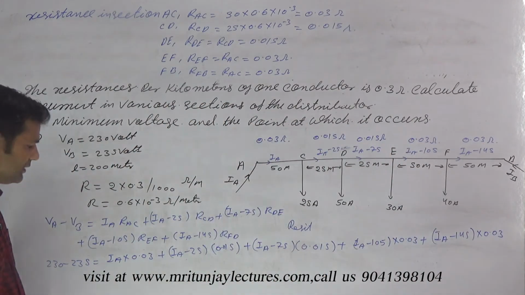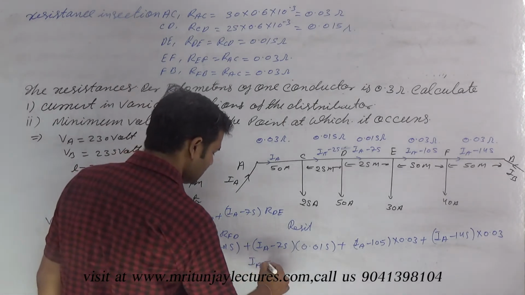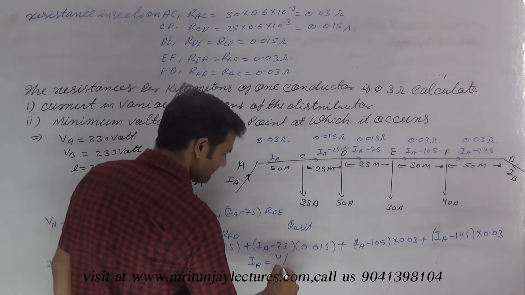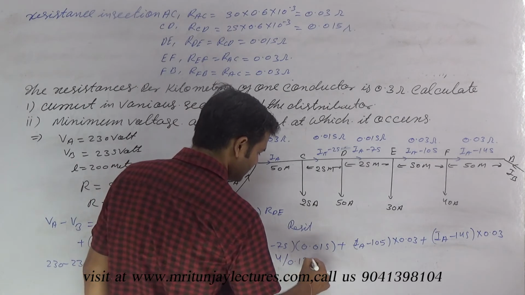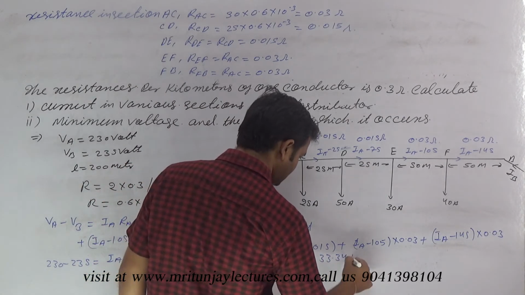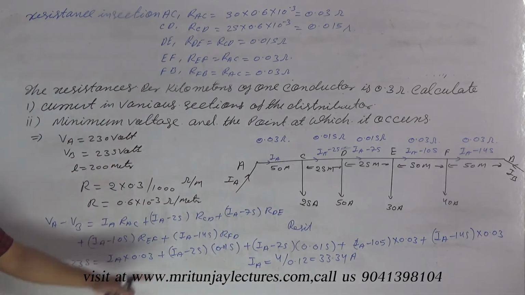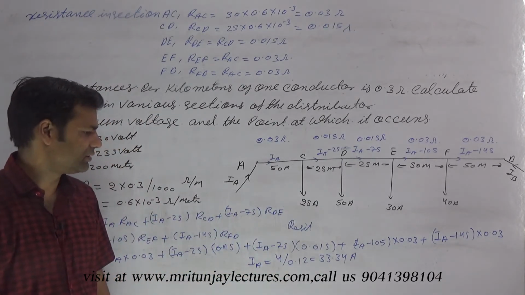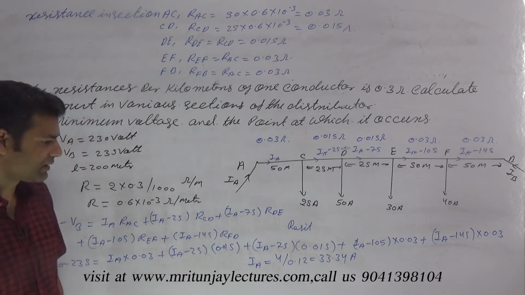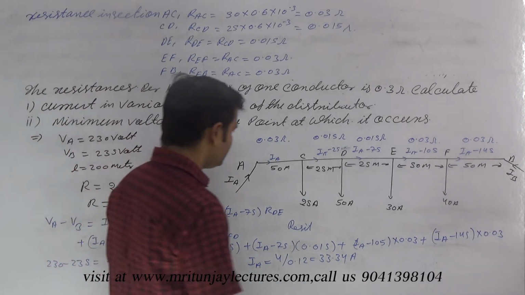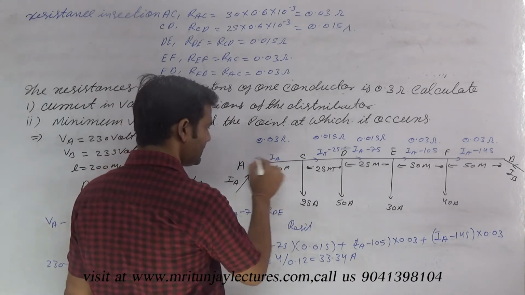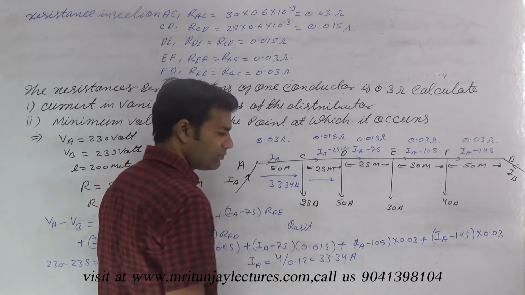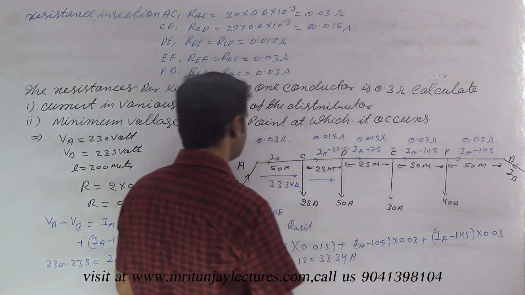Clear? So what about IA? We get IA equal to 4 divided by 0.12, and that is 33.34 ampere. With the help of a calculator you can solve it; I have already done it, that's why we wrote it here: we got 33.34 ampere. Now 33.34 ampere is the direction of current here, and in the next section, 33.34 minus 25 is 8.34 ampere.